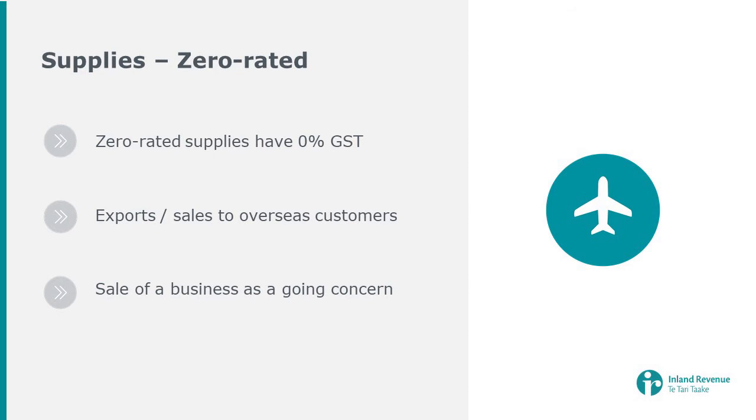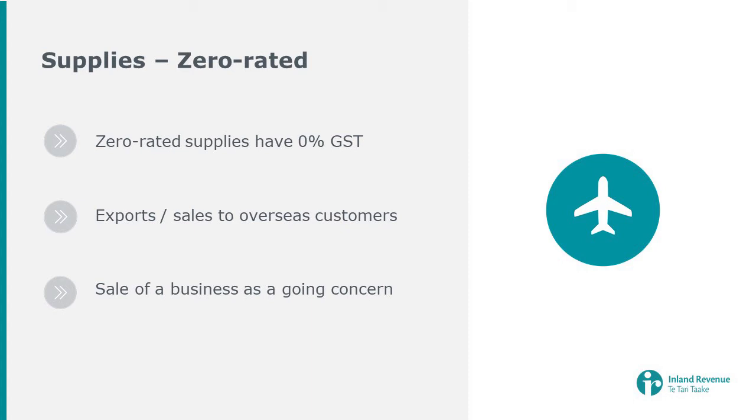Zero-rated supplies are transactions that include GST, but the GST rate is 0%. A common example of zero-rated supply is exports. If you make a sale to an overseas customer, then that sale is most likely zero-rated, and the GST will be recorded as 0%. There are some exports that do incur GST. Check the details on our website for examples.